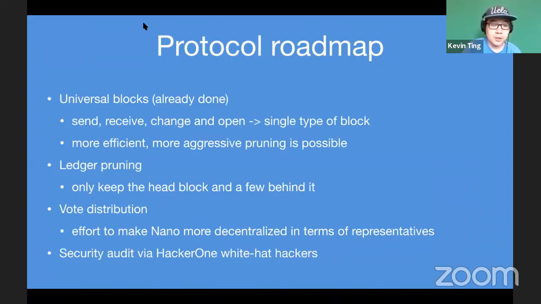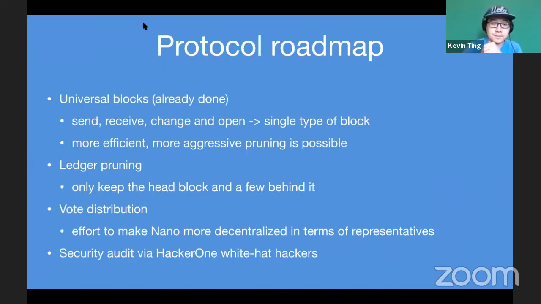They're also working on improving ledger pruning and allowing nodes to only keep the head, or the most recent block and a few behind it, instead of a long list of account chains for all different accounts. They're looking at making Nano more decentralized by improving vote distribution, by trying to split up the amount of representatives there are, so it can be more decentralized in terms of voting for forks and for which blocks to accept.